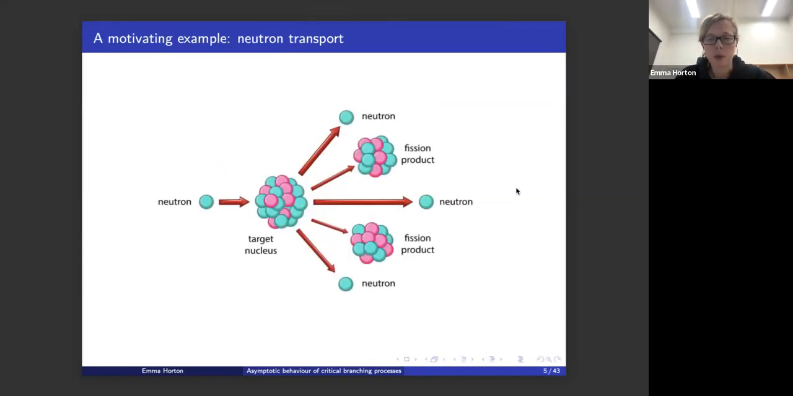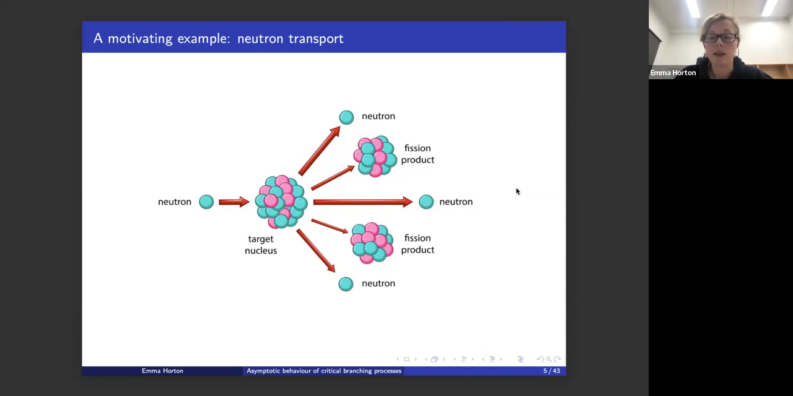And then the second possible outcome of such a collision is a fission event. This is where the neutron is temporarily absorbed by the nucleus. It causes the nucleus to become unstable, and then that splits open and releases several more neutrons that then go on and copy the behavior of the initial neutron. But when the new neutrons are released from this fission event, they can all have different velocities, which could be correlated, can be independent, and so on.